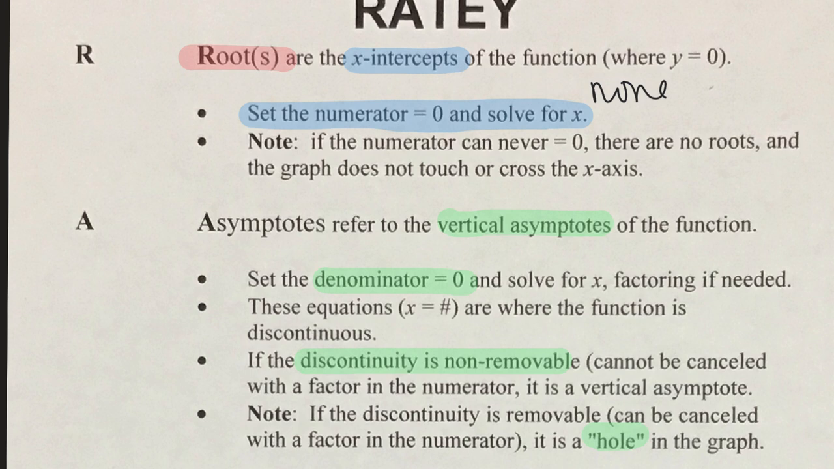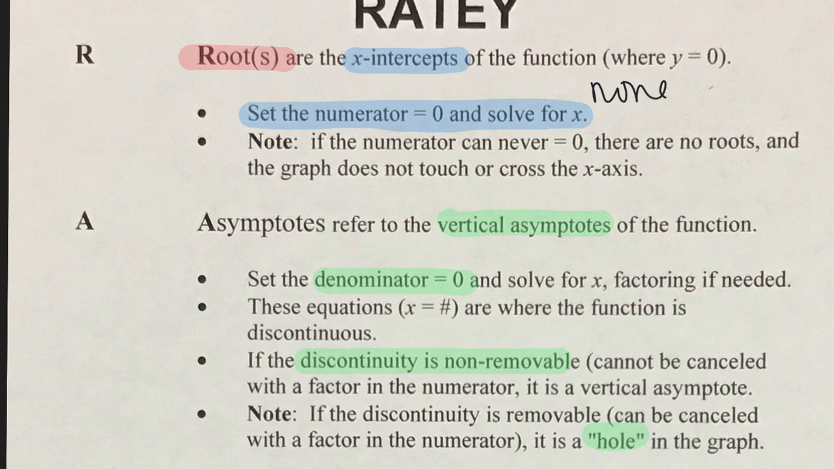The things that can be excluded, right? Your domain restrictions always come from your denominator, be it a vertical asymptote or a removable discontinuity, which is also called a hole. So that's the A part, the vertical asymptotes.